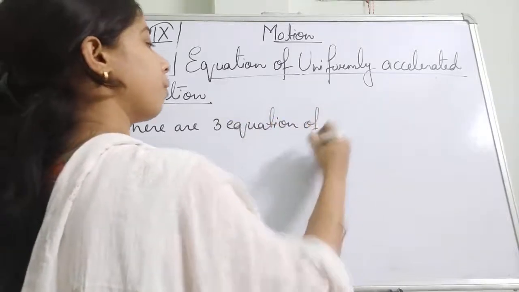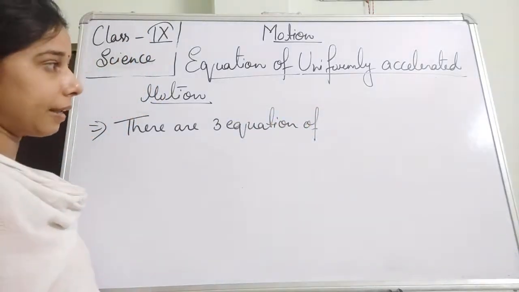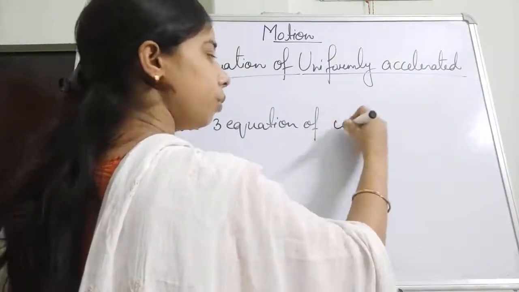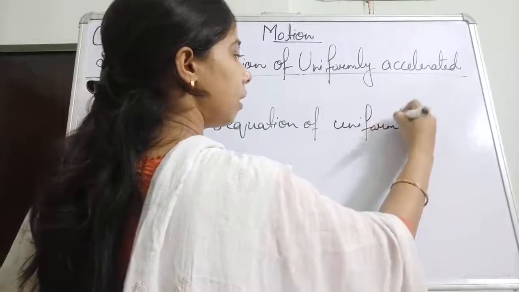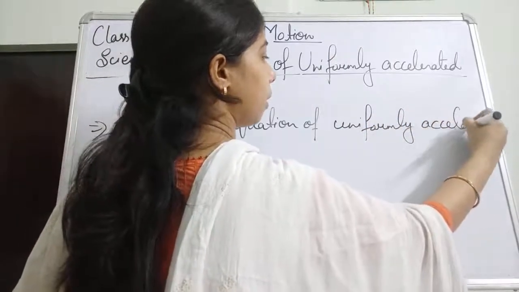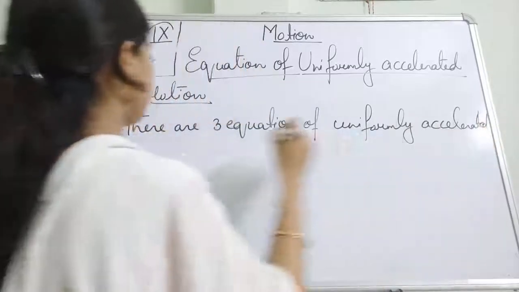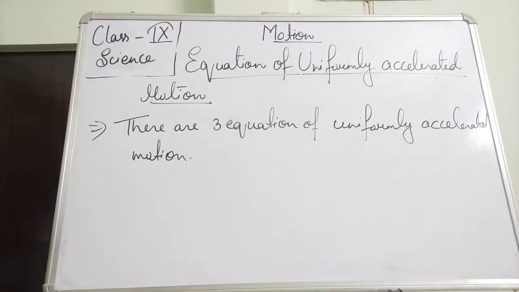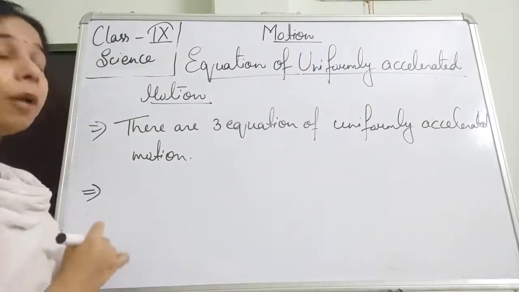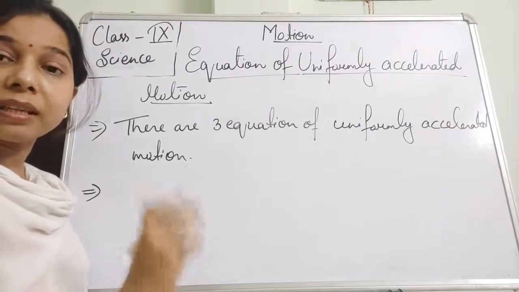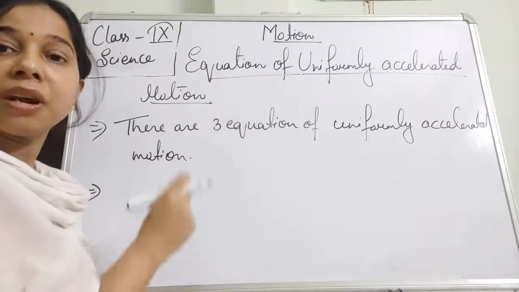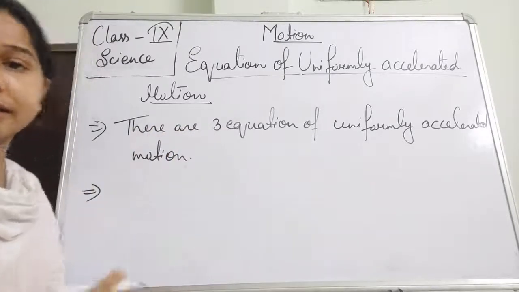Equation of uniformly accelerated motion, or equation of a uniformly accelerated body, accelerated motion of a body. And here basically these equations help in telling the relationship between the initial velocity, final velocity, acceleration, time taken, as well as the distances.